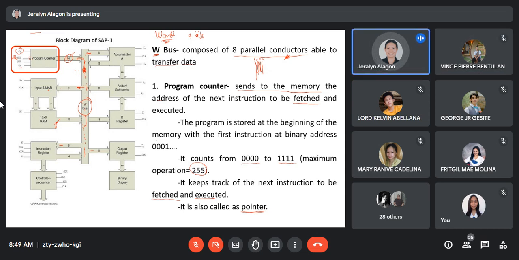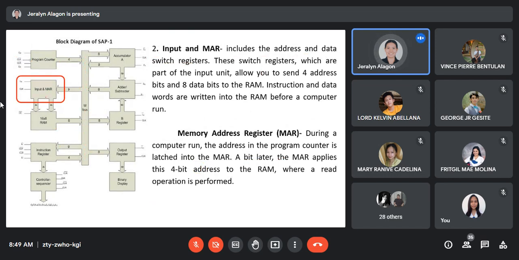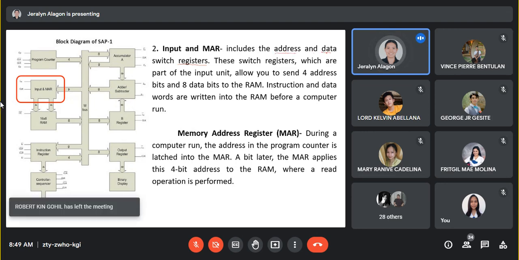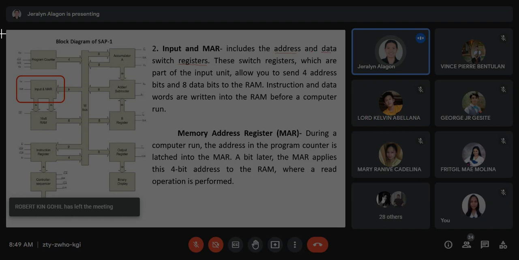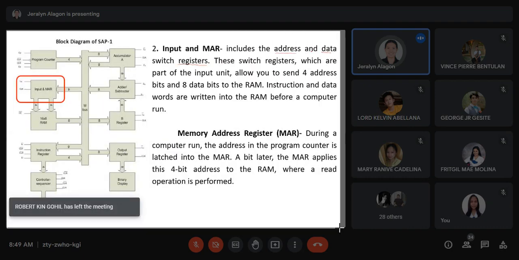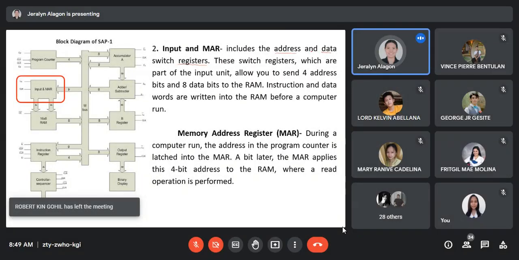So we have second, the input and MAR. This input and MAR includes the address and data switch registers. So we have here registers again, class. What it contains now, class, is the address and data. These are registers, and what they contain is the address and data.